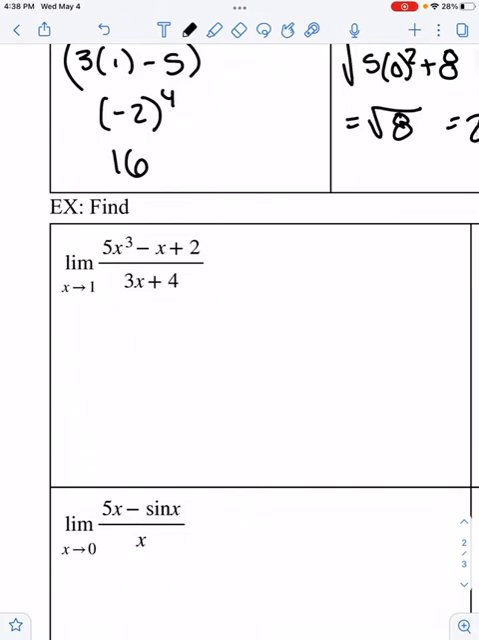Again, we always want to start by trying to plug in that x value. So let's do that.